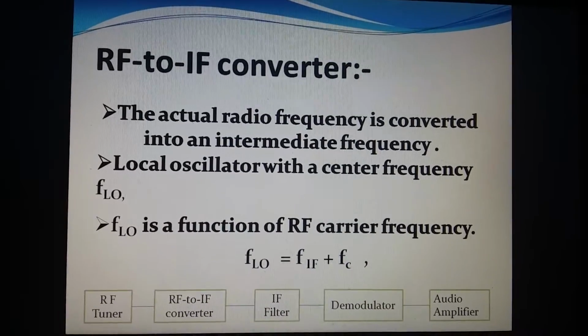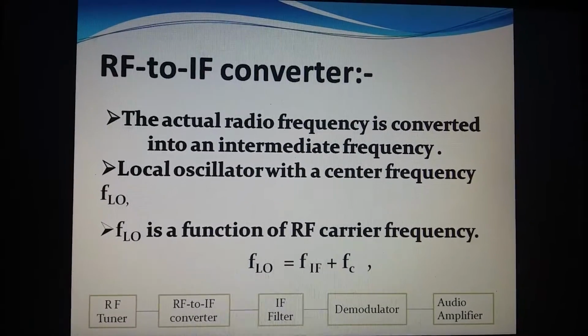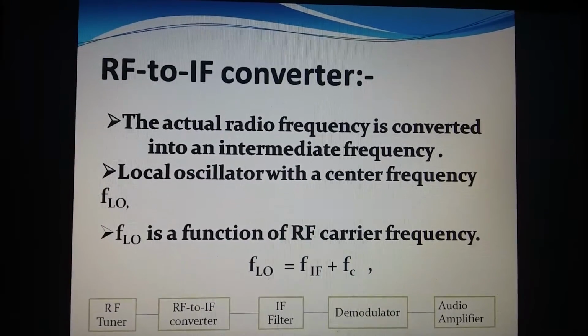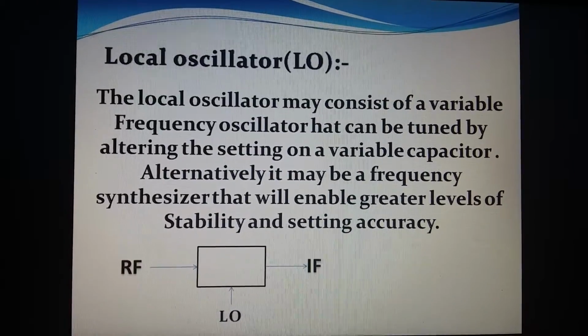RF to IF converter. The actual radio frequency is converted into an intermediate frequency. Local oscillator with a center frequency FLO. FLO is a function of the RF carrier frequency. Now I will explain about the local oscillator.